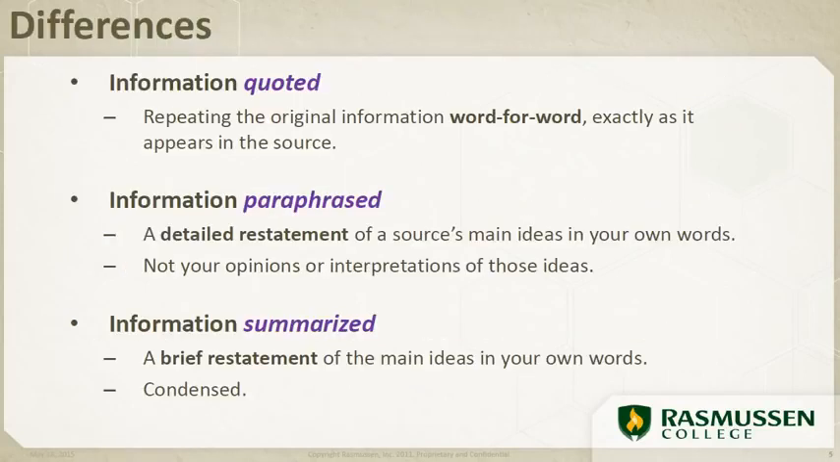Before we discuss each in more depth, we should start by understanding the difference between quoting, paraphrasing, and summarizing. Quoting information means that you are taking information word for word from the source. Paraphrasing information means you restate in detail the source's main ideas in your own words. You do not include your own opinions or interpretations within the paraphrase of the source. A summary is a brief restatement of the source's main ideas in your own words.